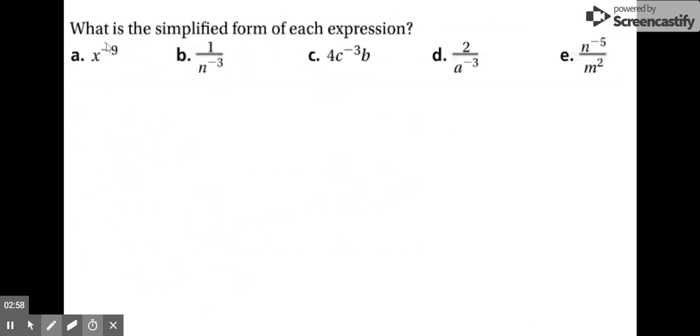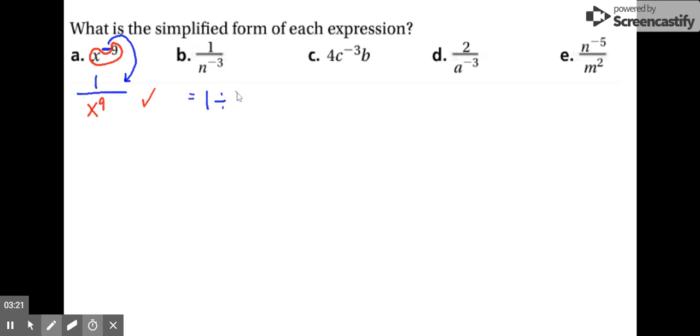So let's find the simplest form of each expression. So now if you see negative in the exponent, what are you going to do? You're going to flip the entire expression. And what's the leftover after you use the negative in the exponent? X to the ninth. We're good. And we need to change this to a division sign.